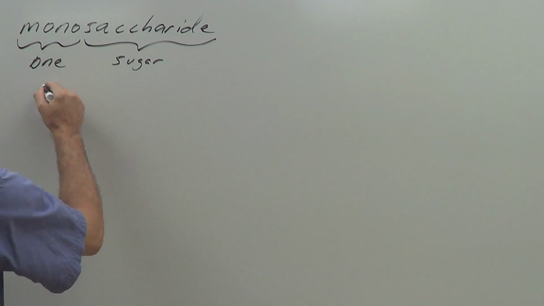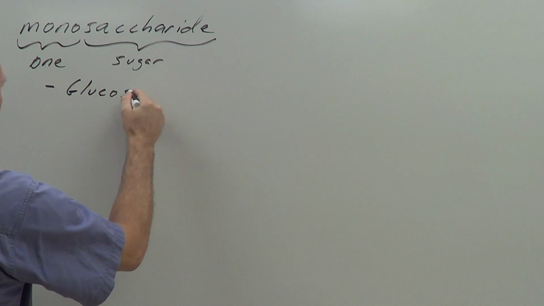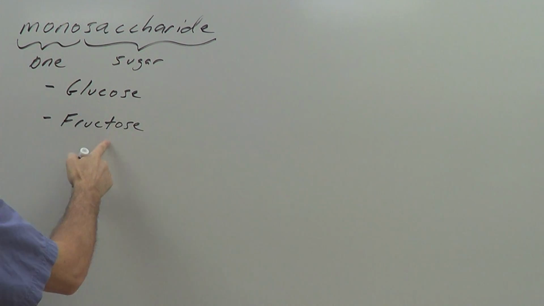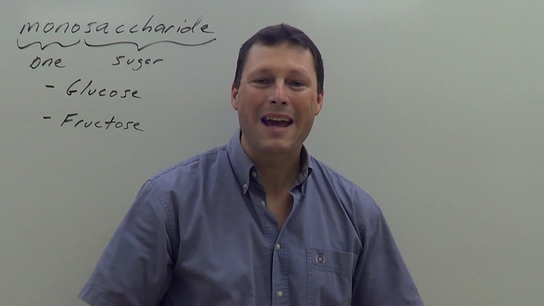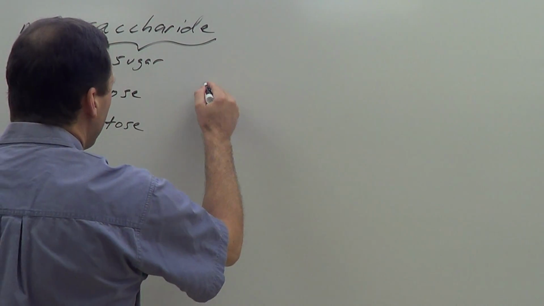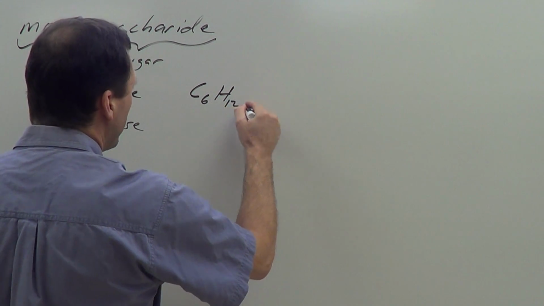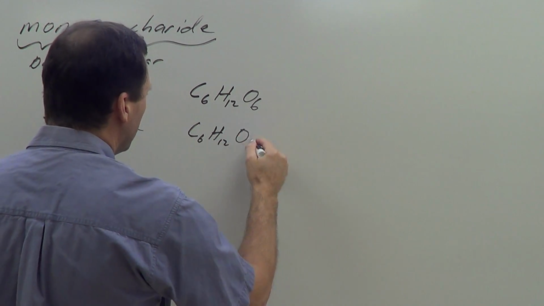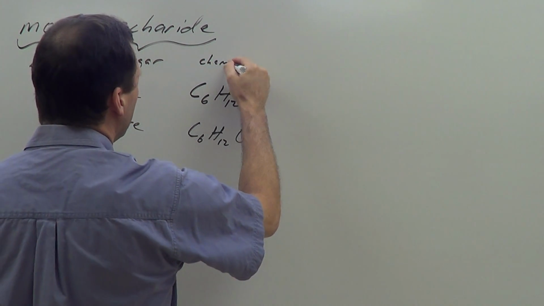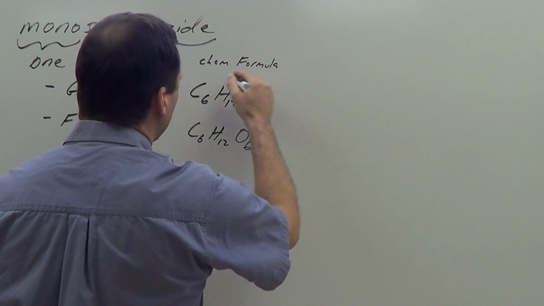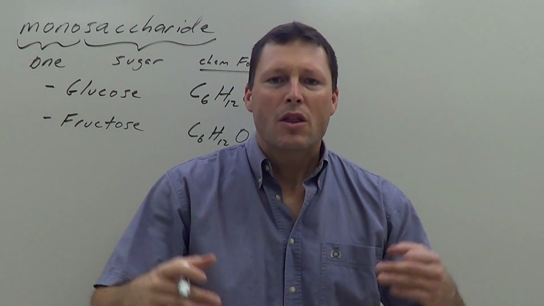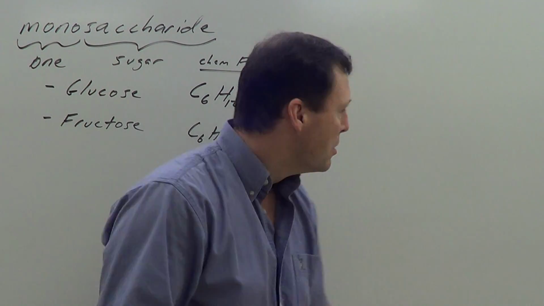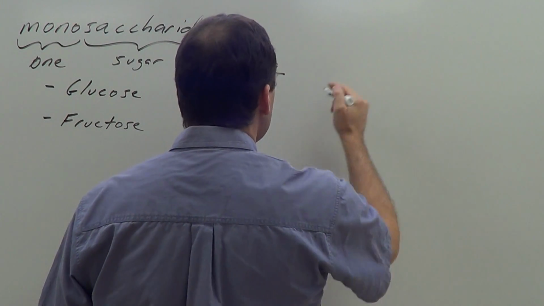Let's go ahead and write those down, and then we're going to draw some pictures. So we've got glucose and we've got fructose. Now, glucose and fructose both have the same chemical formula. They're both made up of 6 carbons, 12 hydrogens, and 6 oxygens. So we'll go ahead and we'll write that again. So they have the same chemical formula. However, those atoms are actually connected together differently in different orientations. So let's go ahead and draw some of those.